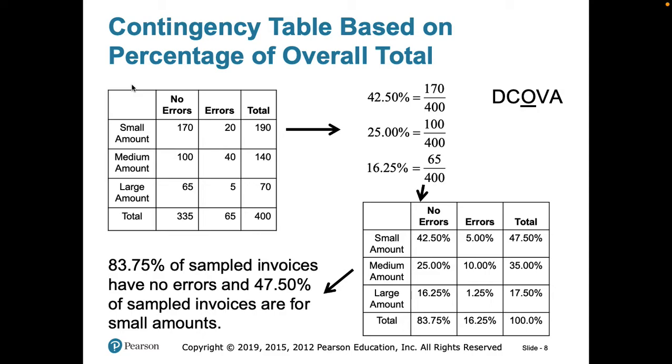How do you calculate the percentage? You guys should already know that. Fairly simple, right? You grab your total. In this case, let's grab the first amount, which is 170, and then you divide it by the total number of invoices that you have. That is 400, and that's how you get 42.50%. You can say 42.50% of the invoices are from small amounts and they contain no errors. And you can say 5% of the invoices have errors and are from the small amount.